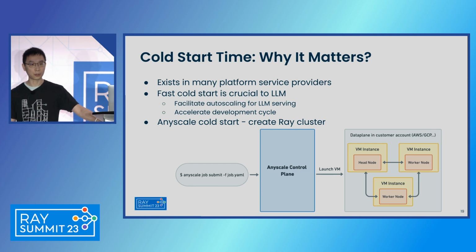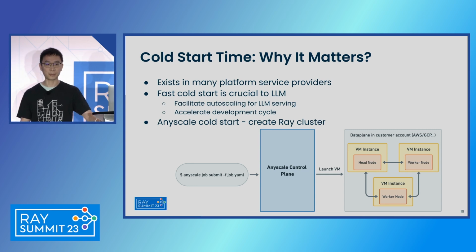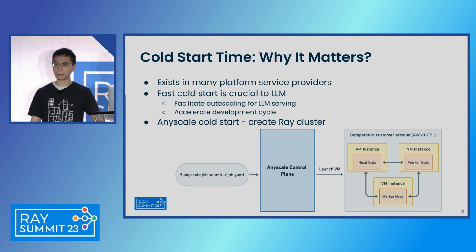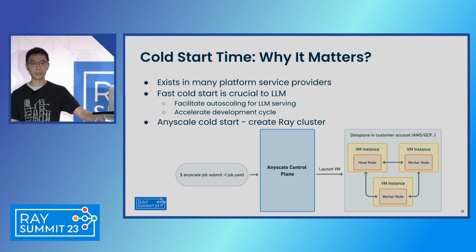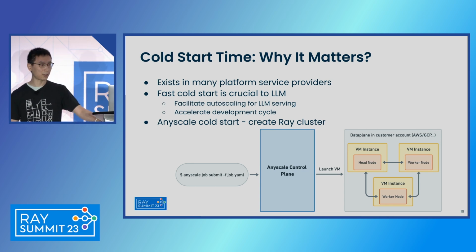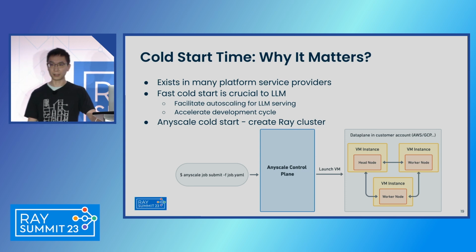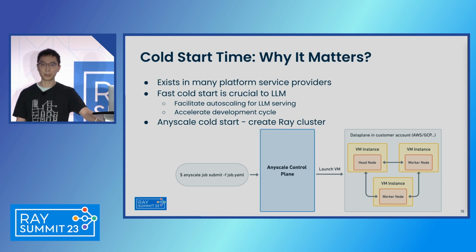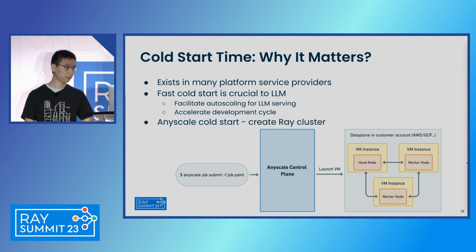Fast cold start is very crucial to LLM workloads. For example, it facilitates autoscaling for LLM serving, such that we can quickly upscale the computing resource to meet the serving workload demand just in time, instead of keeping the computing resource provisioned for peak usage and wasting a whole bunch of computing resource when the traffic is off peak. It also accelerates our end users' development cycle, such that they don't need to wait a long time before the computing resource is ready, so they can do their work.